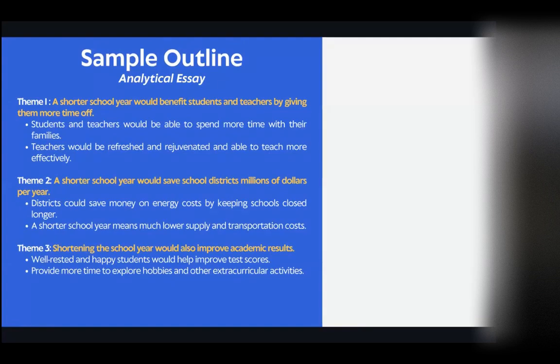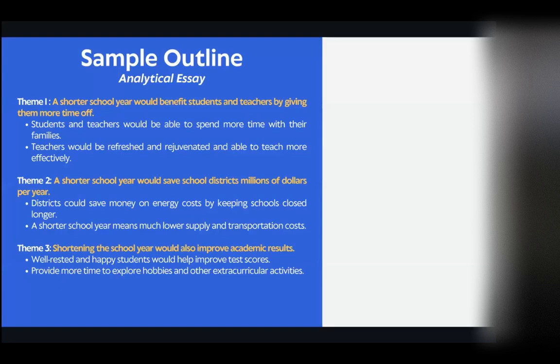The second theme is a shorter school year would save school districts millions of dollars per year. So districts could save money on energy costs by keeping schools closed for longer. A shorter school year would also mean lower supply and transportation costs because it's closed and you don't need to turn these on. And the last theme is shortening the school year would also improve academic results. The reasoning behind this is that well-rested and happy students would help improve test scores, and it would also provide more time for students to explore other hobbies and extracurricular activities.